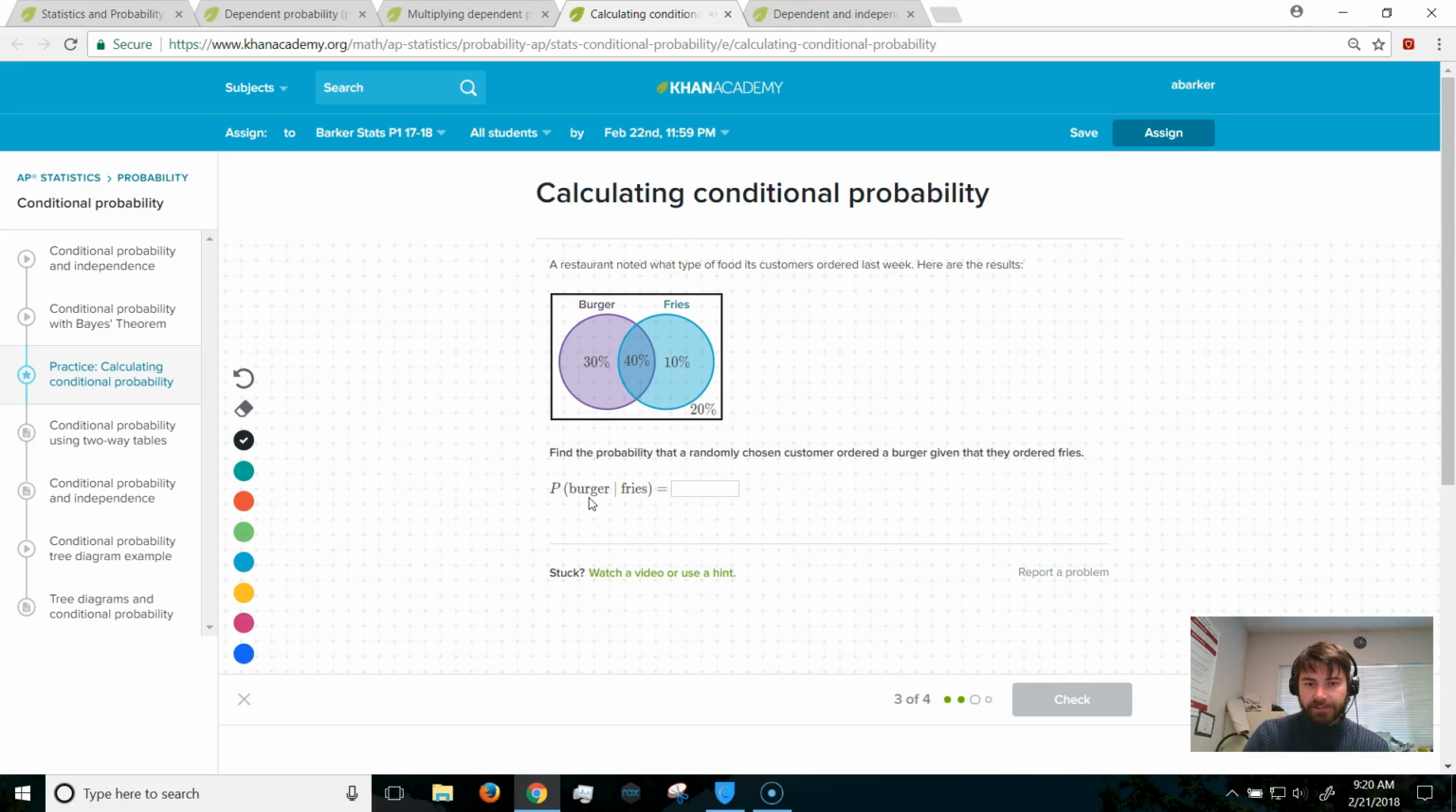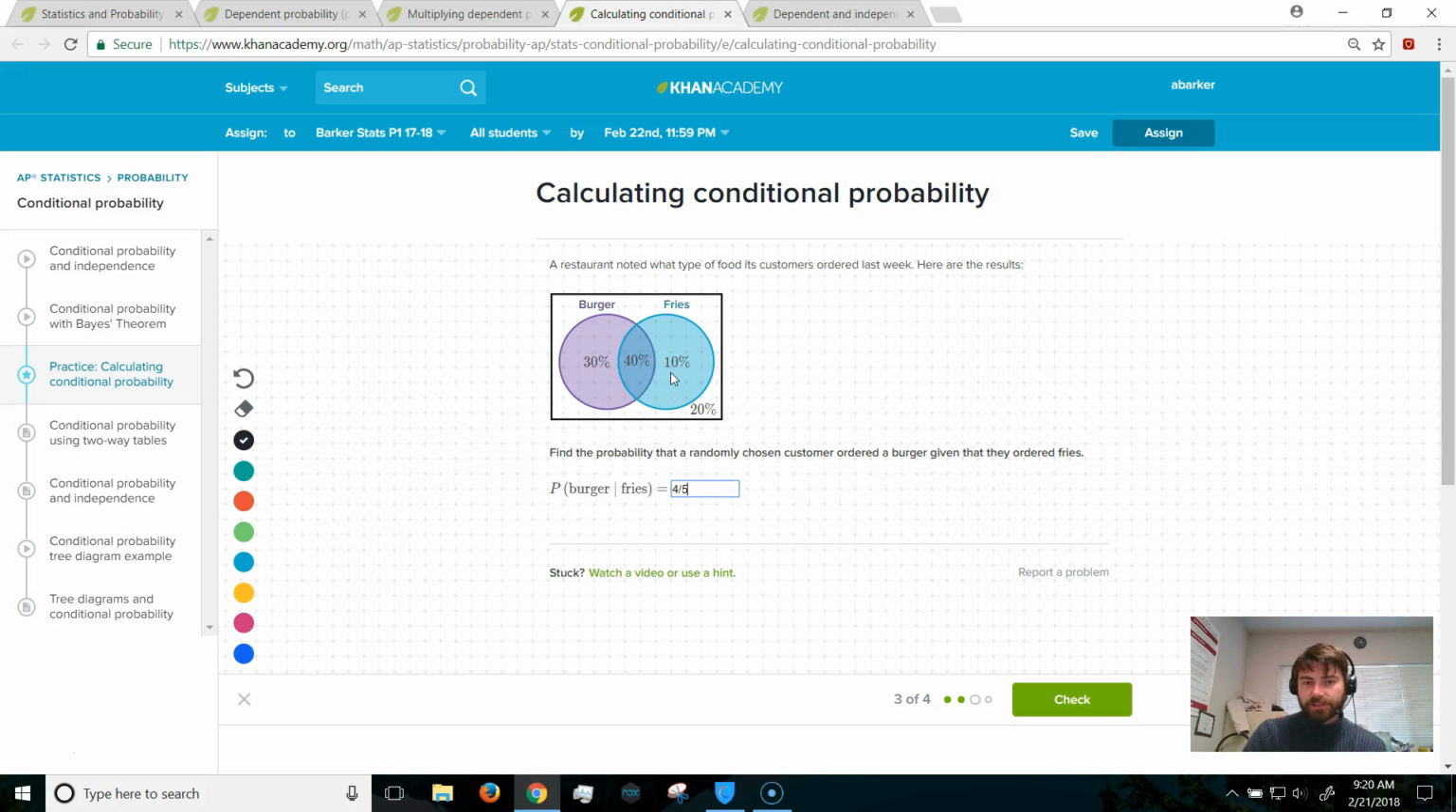And this, kind of the same deal. A burger given fries. So fries is this right here. So we're only looking at this. So this is 50% total: this 10%, plus this 40% in the middle, is 50%. And then of the burger that's part of the fries, we're only looking at this 40%. So 40% out of 50%, or 4/5.